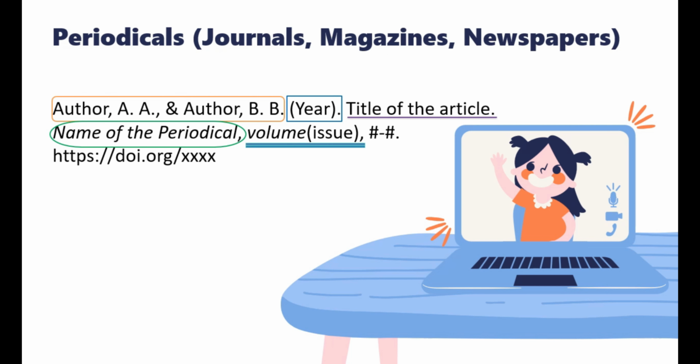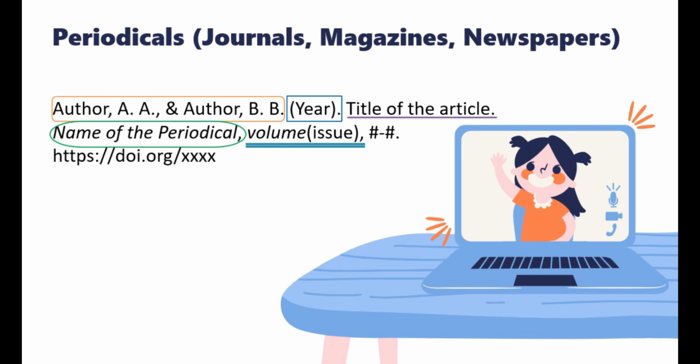For the volume and issue, the volume should be italicized. The volume number and the issue number shouldn't be separated by a space. Put the issue number between parentheses. Never italicize it. Put a comma after the parentheses. The volume should be immediately followed by a comma if there is no issue number.